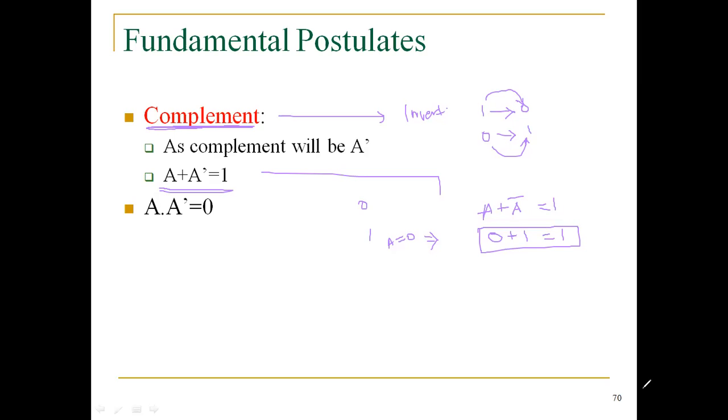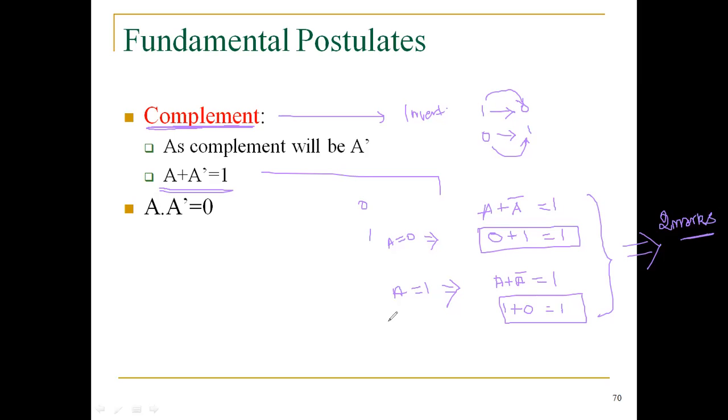Then if A equal to 1, in a similar way, A plus A bar: applying that value into this postulate, A equal to 1, its complement equal to 0. So 1 plus 0 equal to 1. This is the justification or proof. Maybe in your semester examination, the question may be from the 2 mark category. So it's very simple.